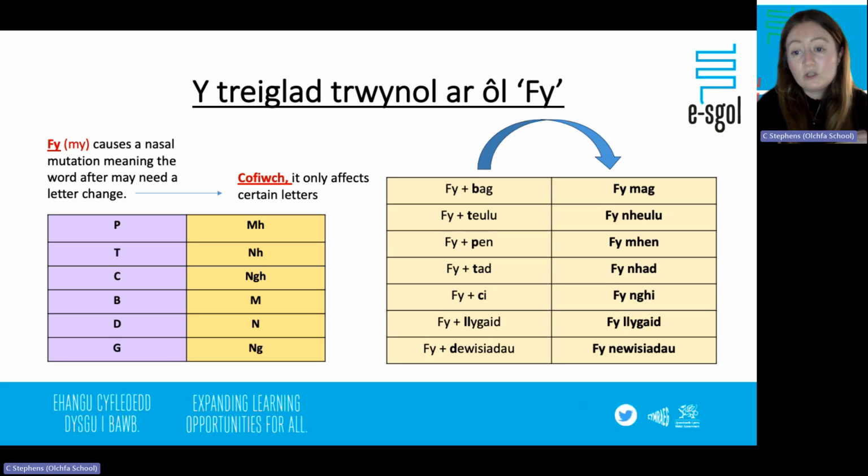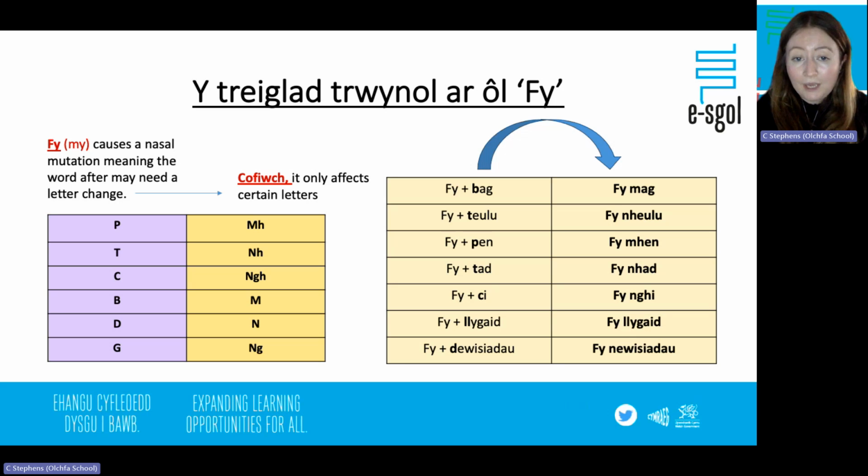So you can see on the grid on the right-hand side there, some examples. For example, we've got fy, which is my, as we know, plus bag, fy mag. Fy plus teulu, fy nheulu. As you can see there, I've put in bold the letters that we need to change. Fy plus pen, fy mhen. Fy plus tad, fy nhad. Fy plus ki, fy nghi.